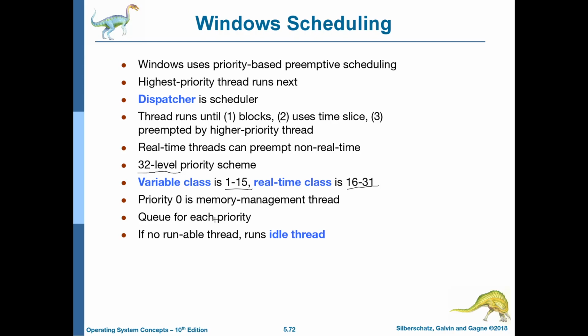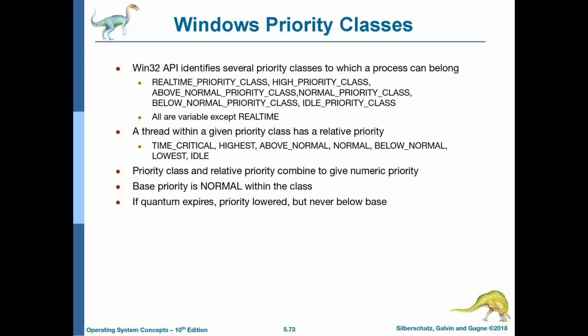And there were queues for each priority. If the thread is not runnable, it runs as an idle thread. And we can see here that the Windows 32 API defines certain groups of priority classes which a process can belong to. And then those priority classes can be given a relative priority within that priority class. Most processes that you start would have a normal priority class. So let's go ahead and highlight that. It would have a normal priority class and would also have a normal relative priority in that class.